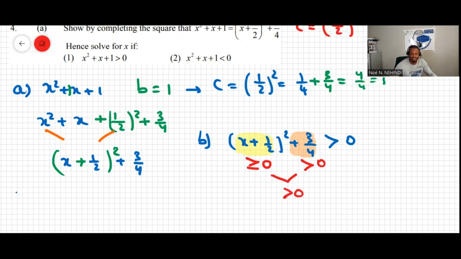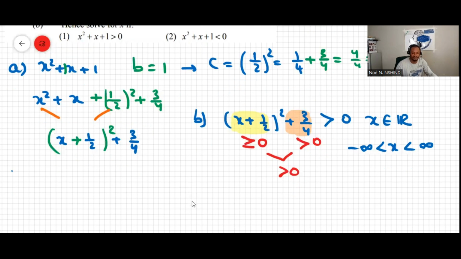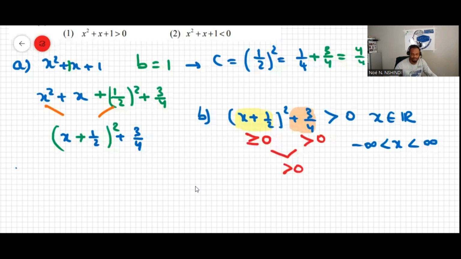So I would say that the solution here is x is real, or we can say from negative infinity to x less than infinity. Infinity is this symbol, like a sleeping 8, or an 8 rotated 90 degrees. That was B1, and then B2.